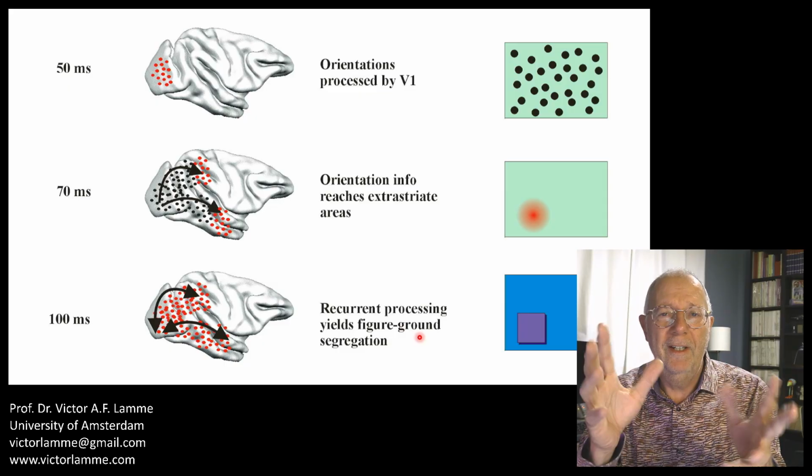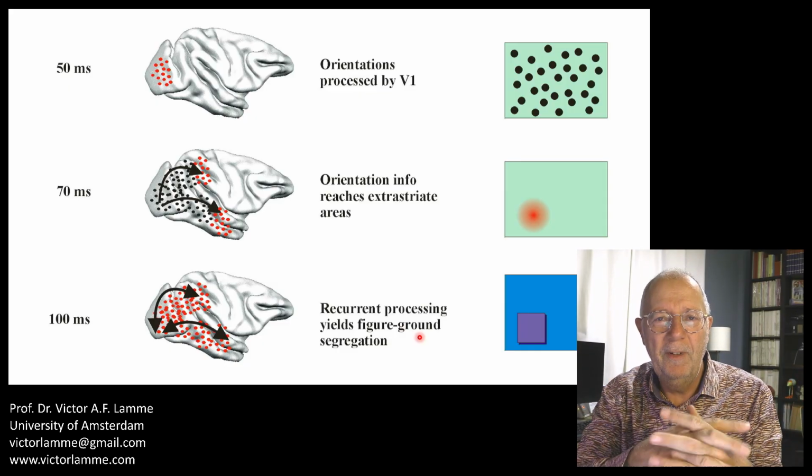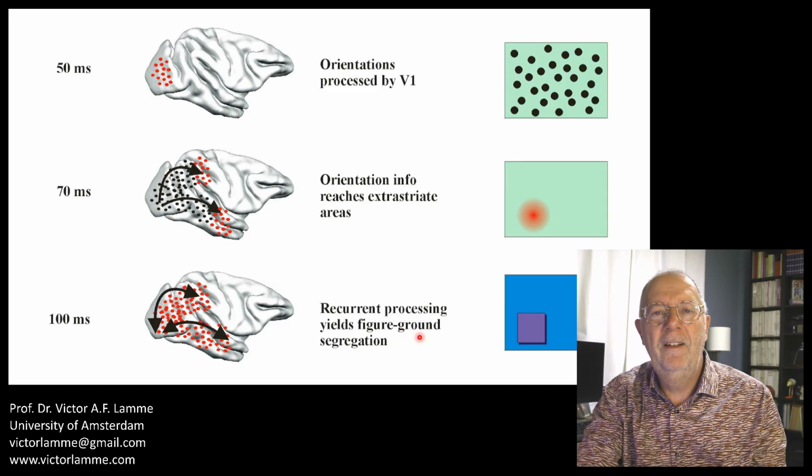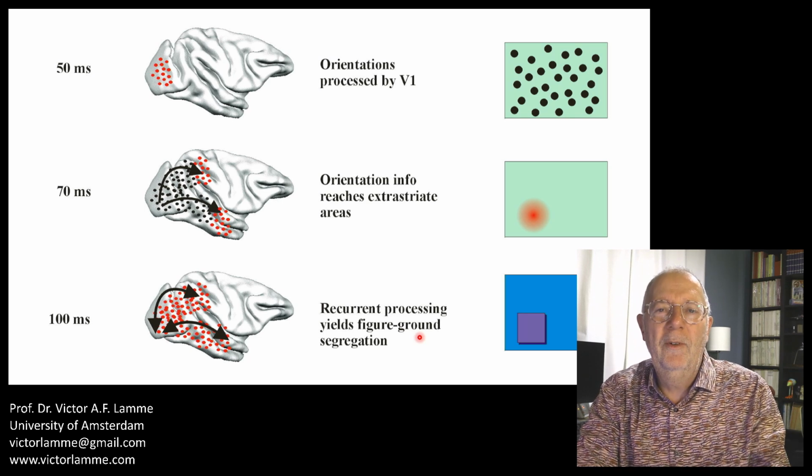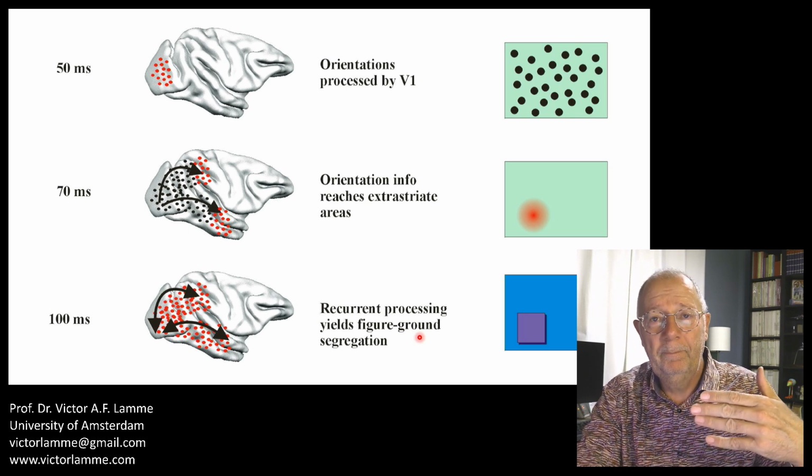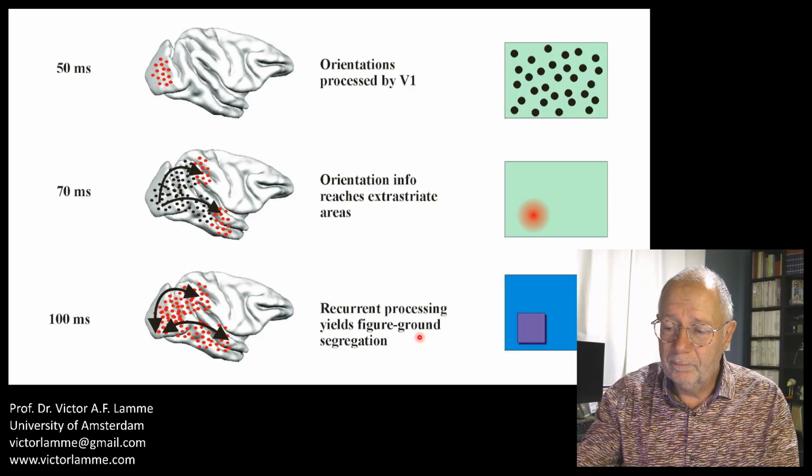Now, how that works exactly is, of course, still to be figured out, but that's the general idea of how perceptual organization works in the visual brain.